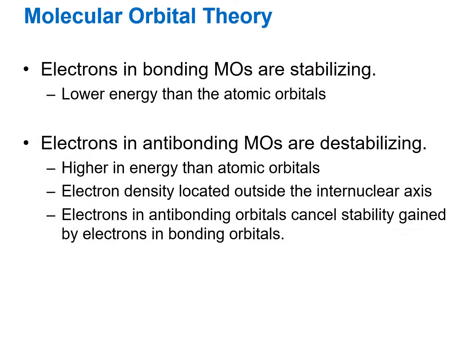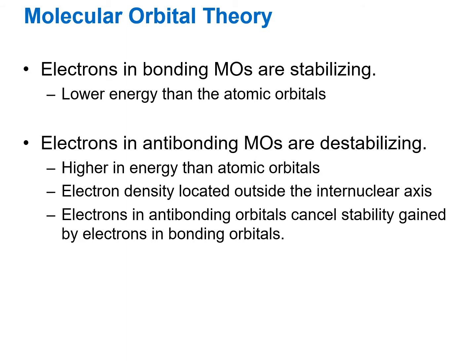Now, if we give this some language, we can say that electrons in bonding molecular orbitals are stabilizing, and they're going to have lower energy, which is what's going to lead to that covalent bond. Now, electrons in anti-bonding molecular orbitals are generally said to be destabilizing. They're higher energy. The electron density is going to be outside of the internuclear axis. That means that they're going to be on opposite sides of the nuclei in that moment of their orbitals. And as a result, the anti-bonding orbitals are going to cancel any stability gained by electrons that are in bonding orbitals.